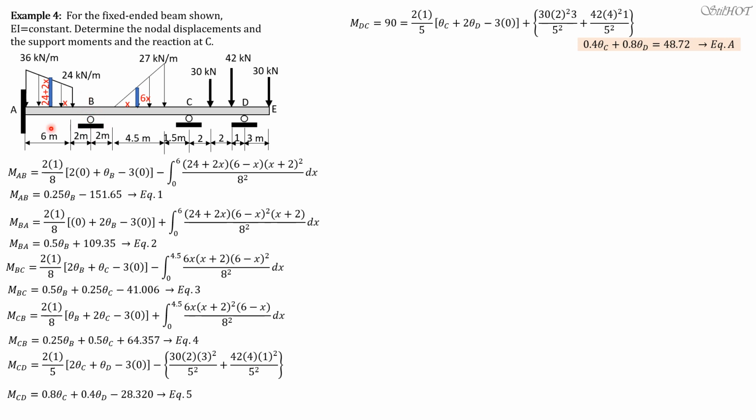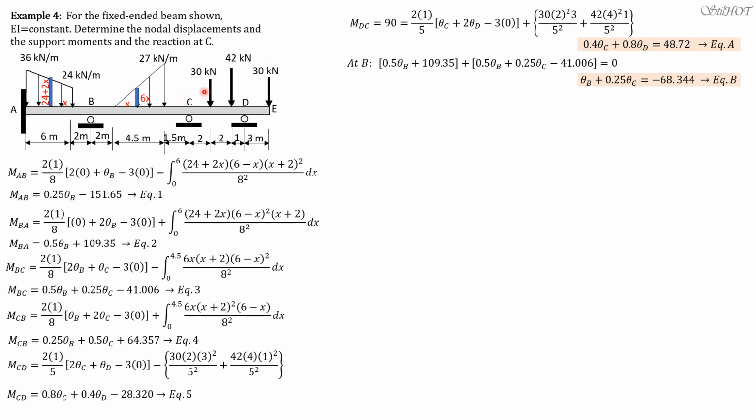So moment BA plus moment BC should be 0 because moment BC and BA are numerically equal but have opposite signs, so that's why the result should be 0. Moment BA is 0.5 theta B plus 109.35 plus moment BC 0.5 theta B plus 0.25 theta C minus 41.006 equals 0. So simplifying, that's theta B plus 0.25 theta C equals negative 68.344. Call that equation B.